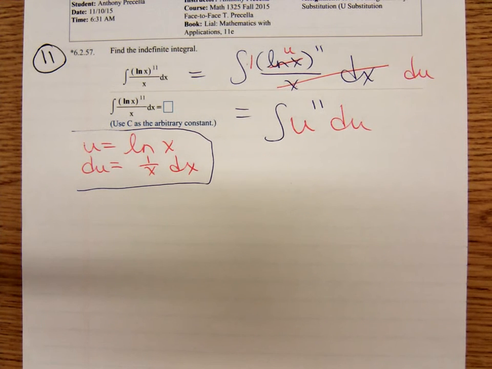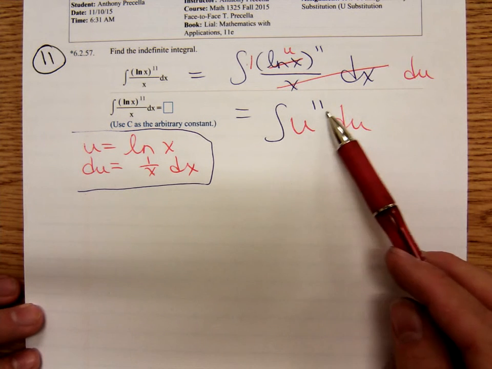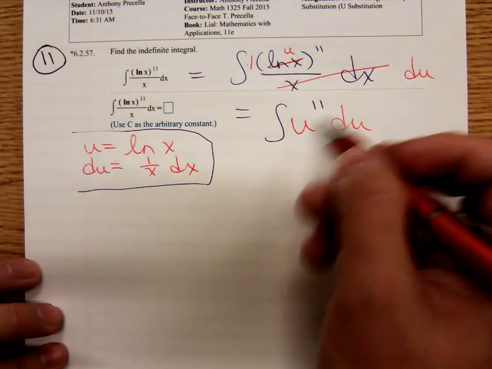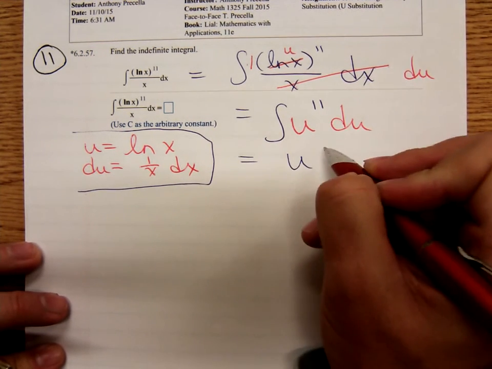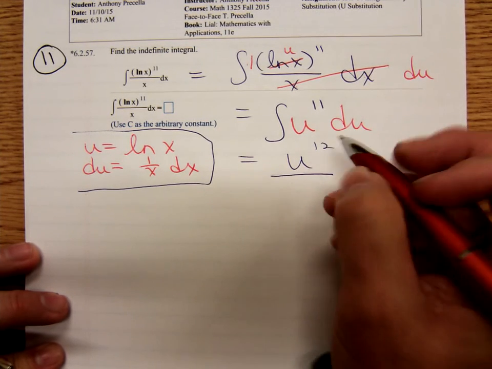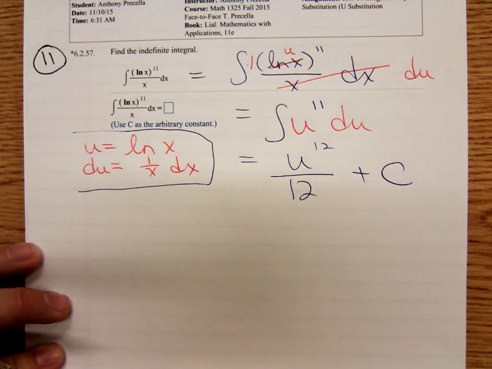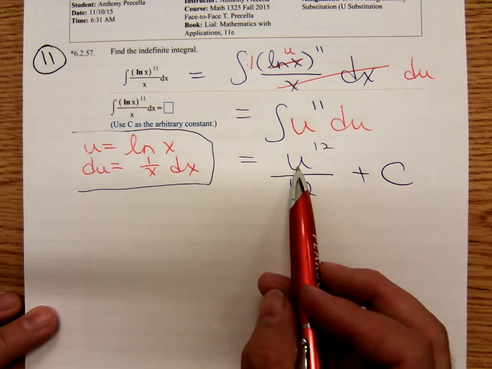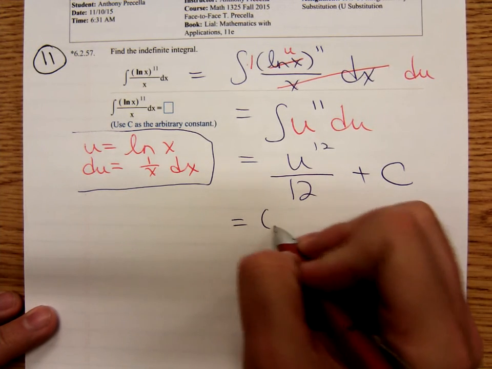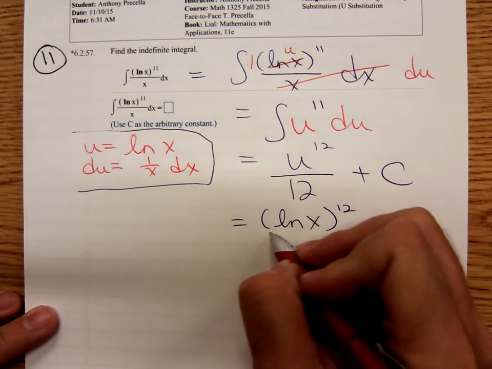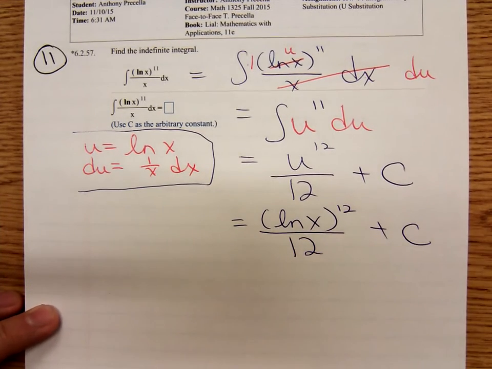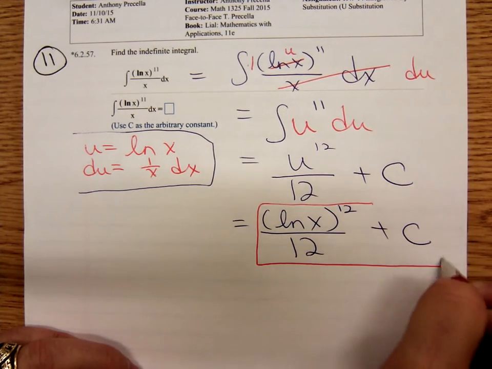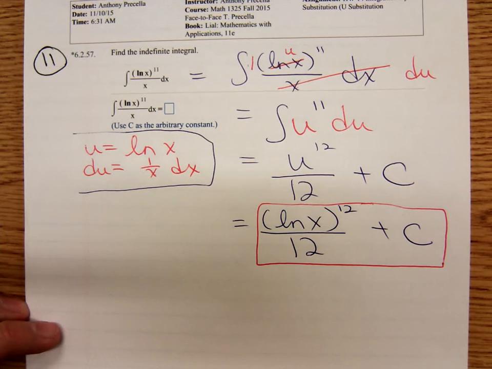So, anti-differentiating, any questions on how I made the substitutions? Okay, so anti-differentiating u to the 11th, that's going to become u to the 12 divided by 12 plus my constant c. Now all I have to do is get it back in terms of the original variable x. So replace the u with the ln x. So we have ln x to the 12th, all divided by 12 plus c, for my final answer.